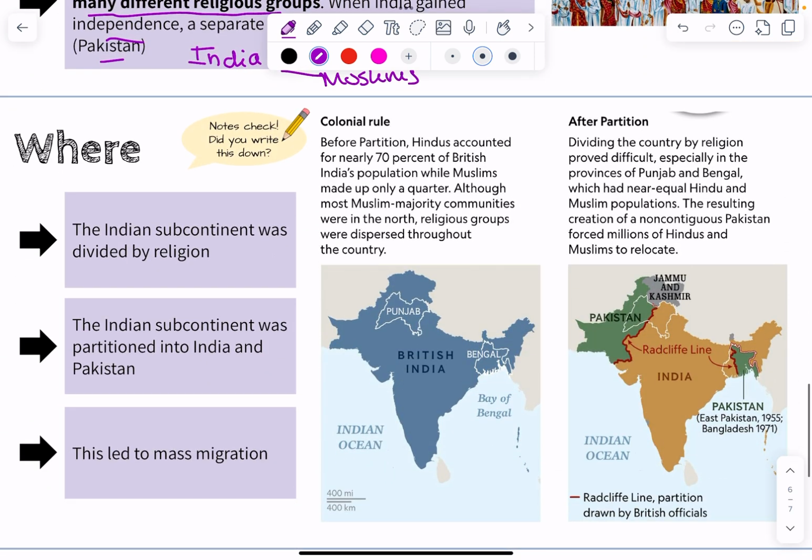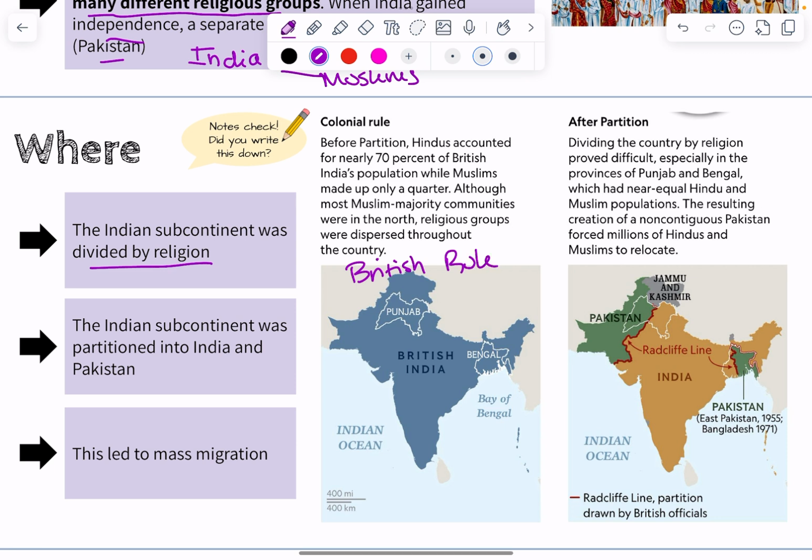Where did this take place? So here we're going to take a look. The Indian subcontinent was divided by religion. This was under British rule, and you can see the whole subcontinent is all together. Britain owned all of the blue. The Indian subcontinent is partitioned into India and Pakistan in 1947.